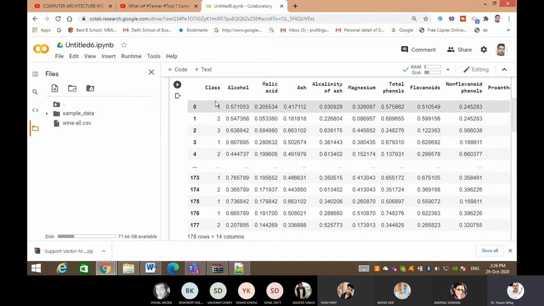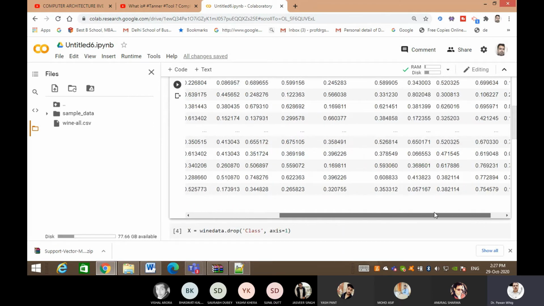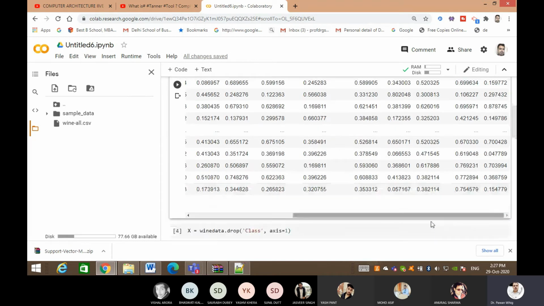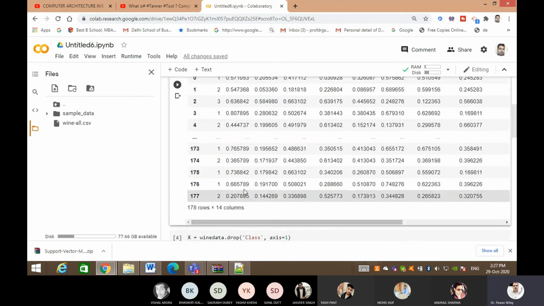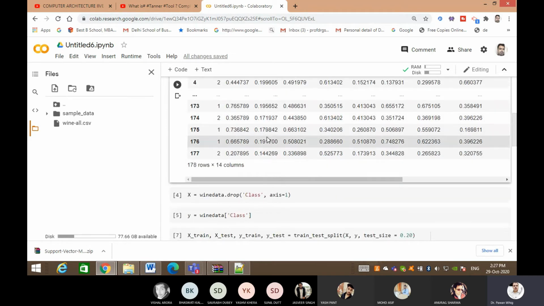The first one is the class, then alcohol, then the constituents of alcohols: malic acid, ash, alkalinity, magnesium, phenols, flavonoids, non-flavonoid phenols. So these are the constituents of the wine: color, hue, proline, dilute wines. According to all these parameters, we want to classify our wine into subcategories, like whether it is first class, second class, or third class. So this is the dataset.